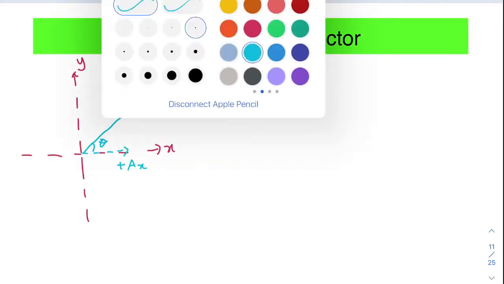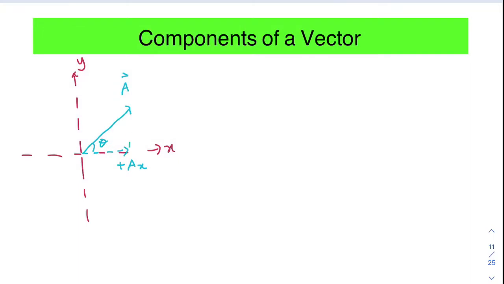What about the component of y? Here. This is Ay. Positive or not? Positive. Why is it positive? Because it's pointing upward to the positive y direction.